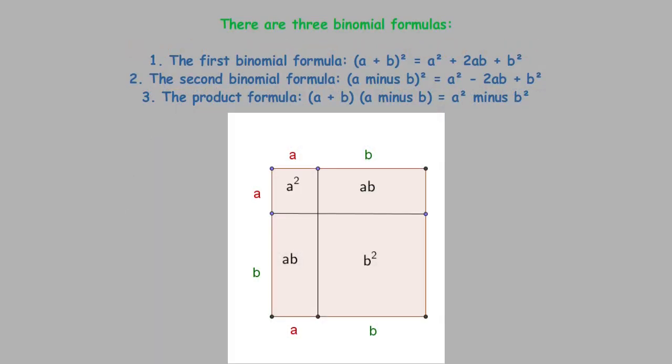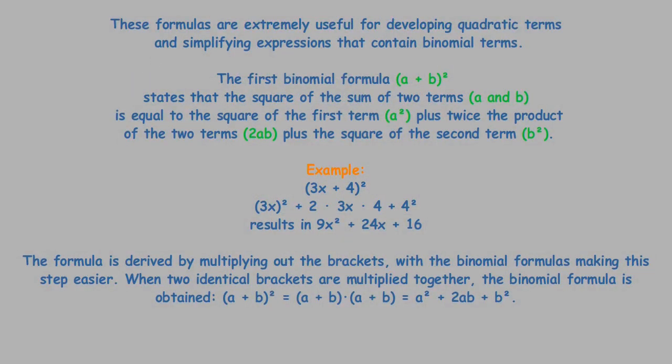There are three binomial formulas. 1. The first binomial formula, (a + b)² = a² + 2ab + b². 2. The second binomial formula, (a - b)² = a² - 2ab + b². 3. The product formula, (a + b)(a - b) = a² - b². These formulas are extremely useful for developing quadratic terms and simplifying expressions that contain binomial terms.